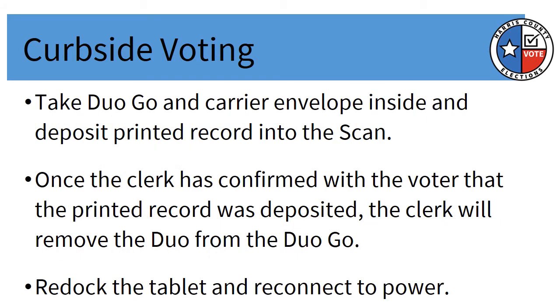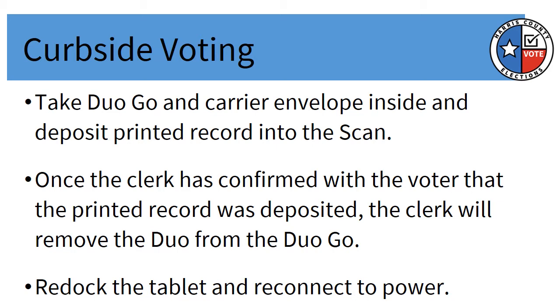Take the Duo Go along with the carrier envelope back inside the vote center. Deposit the printed record into the scan. Once the screen has displayed your vote has been cast and shows the flying flag, return to the voter with the I voted sticker. The curbside clerk will remove the Duo tablet from the Duo Go by using the blue key to unlock the back of the Duo Go, unlatch the Velcro straps, disconnect the USB cord, and remove the tablet from the Duo Go.